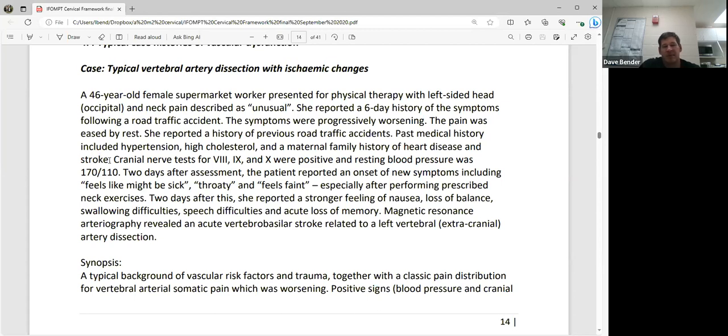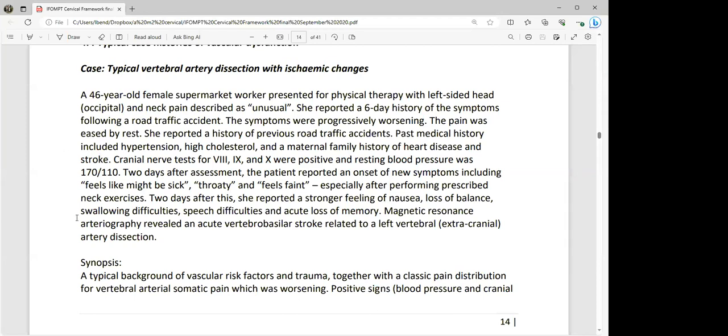Two days after assessment, the patient reported an onset of new symptoms, including feeling like she may be sick, throaty, and feeling faint, especially after performing prescribed neck exercises. Anybody have a problem with this, Chan? What are you thinking about this case right here where it sits right now? So she's feeling throaty and faint, especially after performing prescribed exercises.